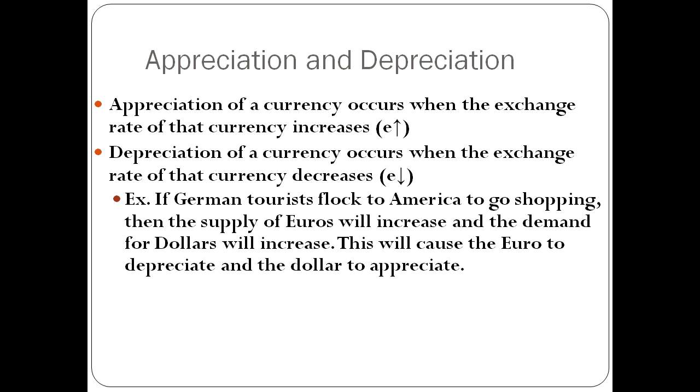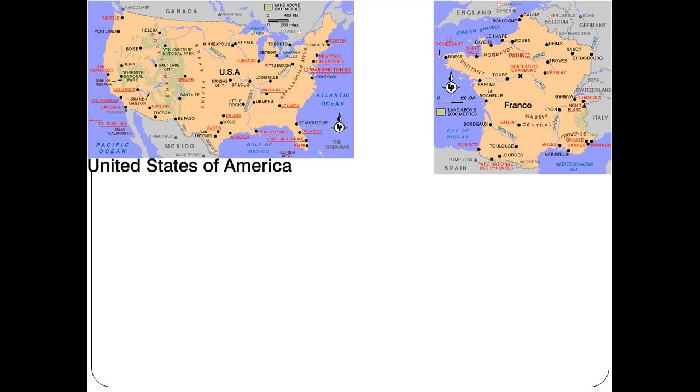Now there's a couple of ways we can actually graph this foreign exchange market. There's the two-graph method, there's the one-graph method. We're going to go ahead and start here with the two-graph method. We have a little example. So we're going to have two countries. We have the United States of America to the left, and we have France to the right.